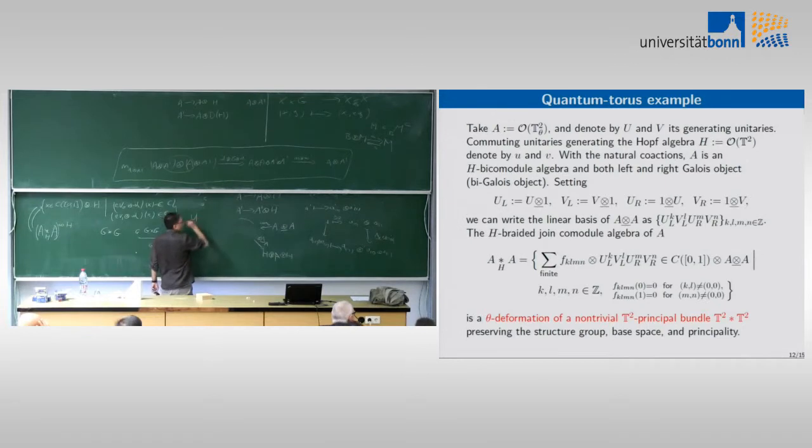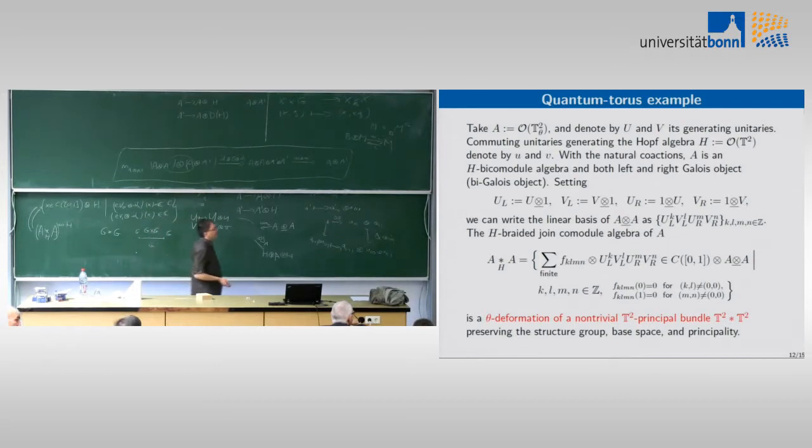If U is a generating unitary of this non-commutative algebra, and lowercase u is a generating unitary of the Hopf algebra of functions on the two torus, then the coaction sends capital U to capital U tensor lowercase u, capital V to capital V tensor lowercase v, and the same on the left. So that's so simple that I guess it's a waste of time to explain it any further. And now you can of course have your generating unitaries on the left or on the right of your tensor product, right? Remember, we take this braided tensor product with A over itself.